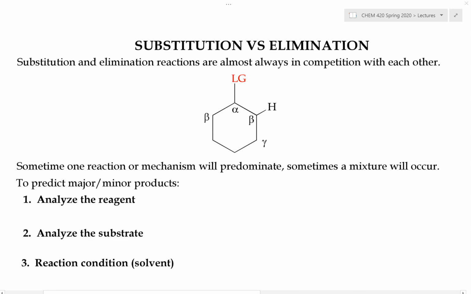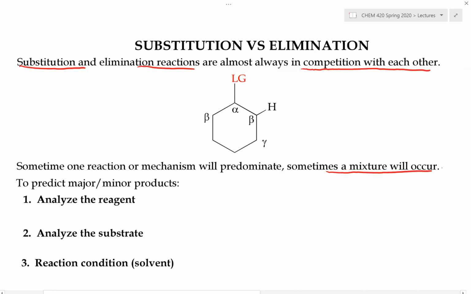In this lecture video, we will learn how to determine whether a substitution reaction or an elimination reaction will predominate. Now, we have seen already that substitution reaction and elimination reaction are almost always in competition with each other. And sometimes one reaction or mechanism will predominate, versus all the time a mixture of two different reactions will occur and therefore giving rise to a very messy mixture of different products in a chemical reaction.